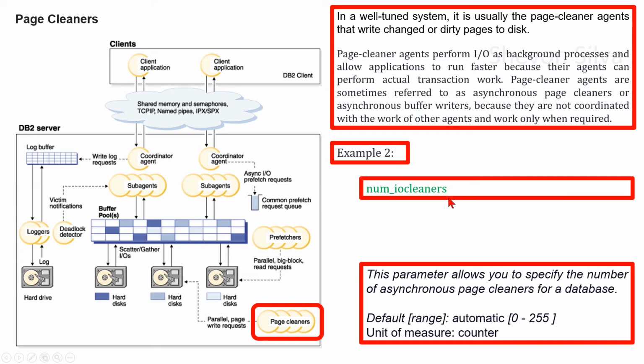Example 2, we can consider num_io_cleaners. This parameter allows you to specify the number of asynchronous page cleaners for a database. The default value is automatic, and the range is from 0 to 255. The unit of measure is a counter.